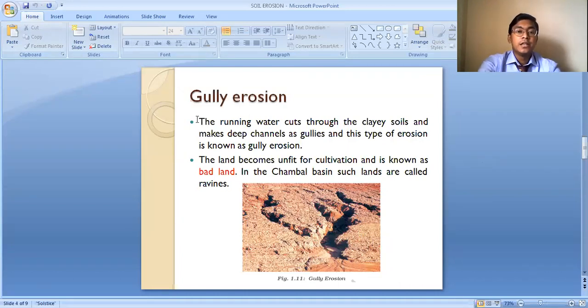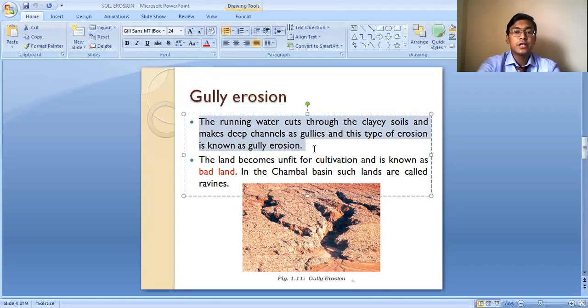The running water cuts through the clayey soils and makes deep channels as gullies, and this type of erosion is known as gully erosion. So gully erosion takes place when running water flows through the clayey soil and makes small channels or streams. Through these channels, the soil gets eroded and carried away. That is known as gully erosion.